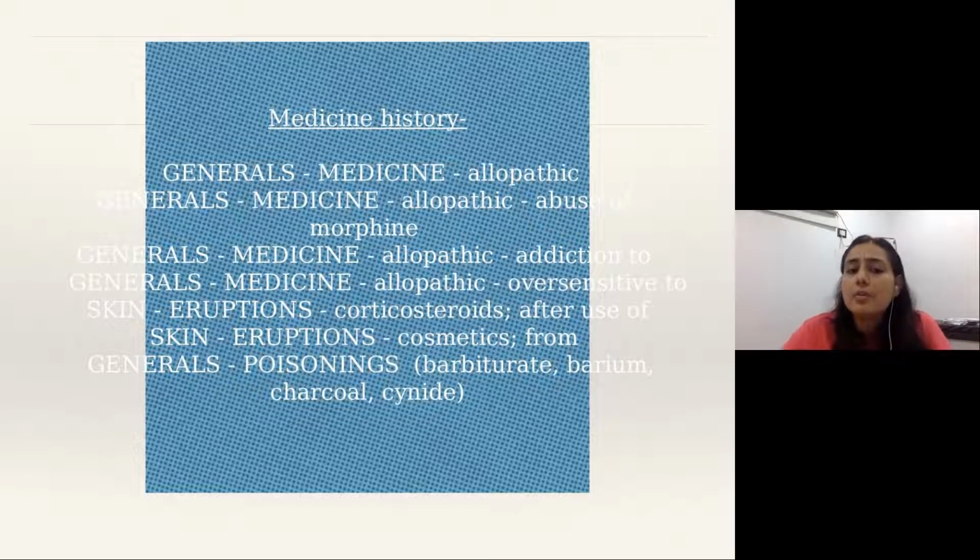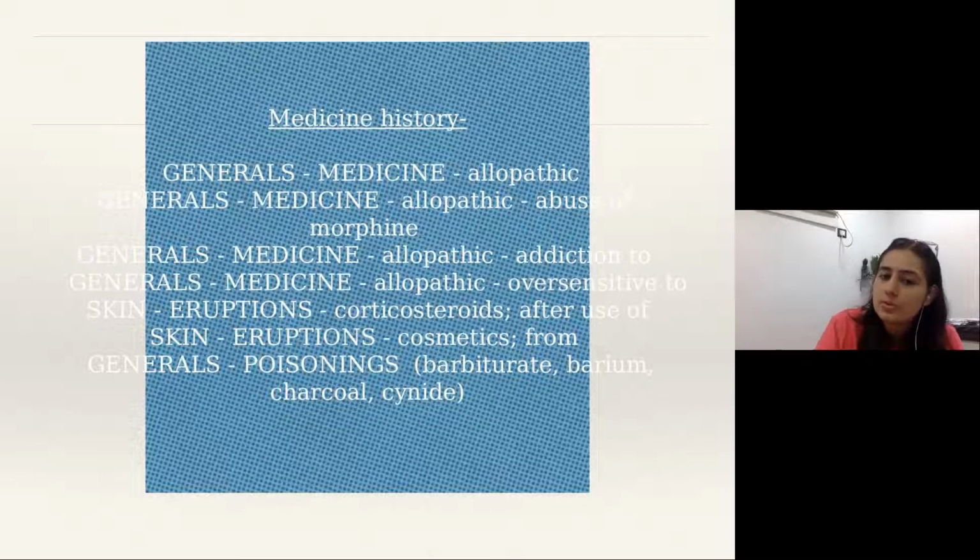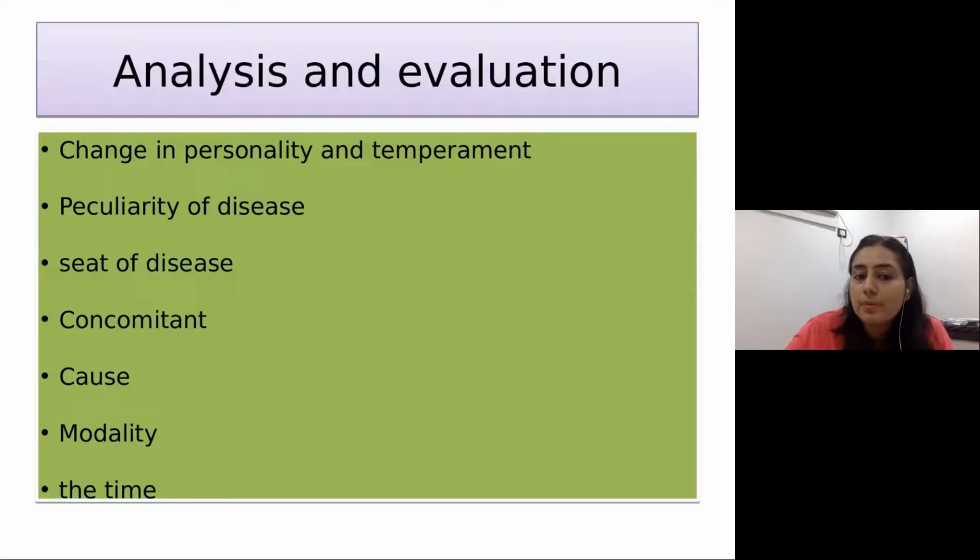Or skin eruptions after use of corticosteroids. You have remedies related to these rubrics also. So whenever we get any strong medical history, like history of any poisoning, history of any reaction to any strong corticosteroid, or to any cosmetics, like we have Bovista, or what is his reaction when he takes any allopathic medicine? Is he addicted to allopathic medicine? These are some of the rubrics which you can take for your case taking.